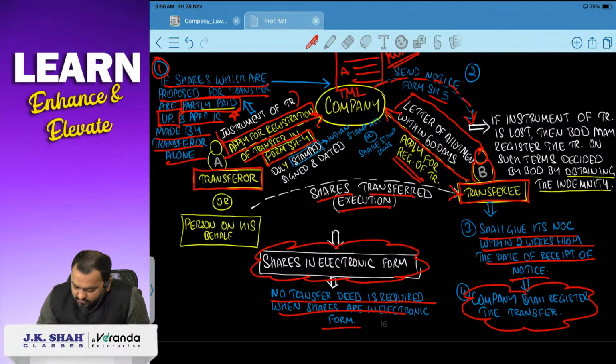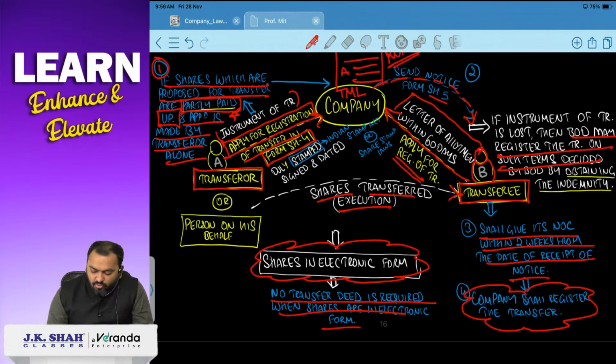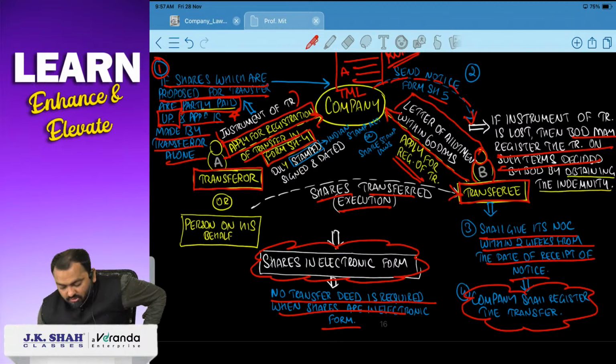If it is lost, then the board of directors may register the transfer on the terms. See, that is what I told you, the transferee has to submit the letter of allotment. But what if it is lost and the transferee goes to the company and says, please register the transfer in my name, I don't have the letter of allotment, it is lost? In that case, will the board of directors register the transfer? So the board of directors may register the transfer on such terms decided by the board, by obtaining an indemnity.